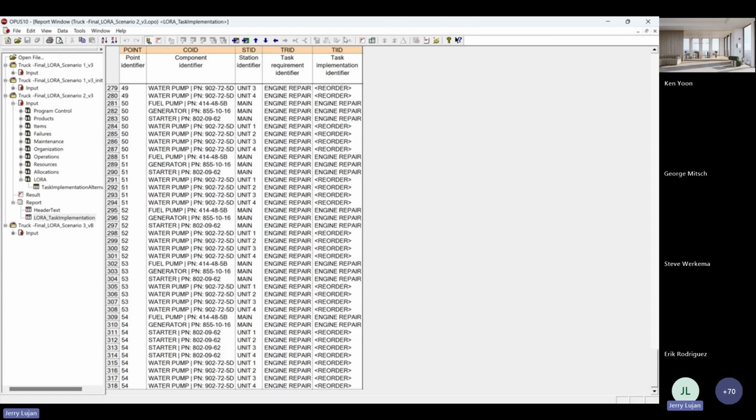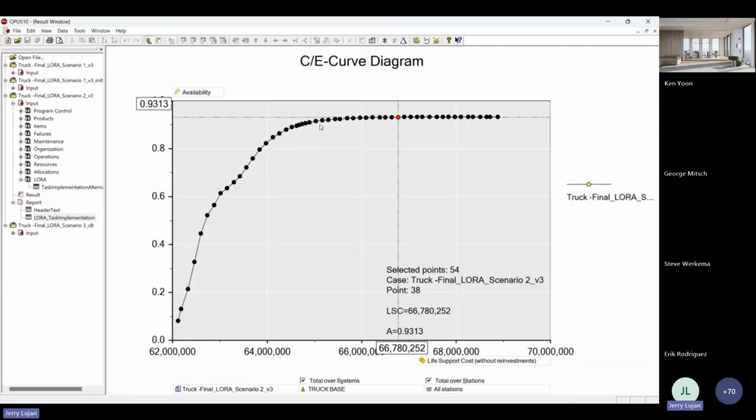Again, we're still talking about availability here. Still talking about availability at that point. And not all of them ever became reorders. Only half of them did.